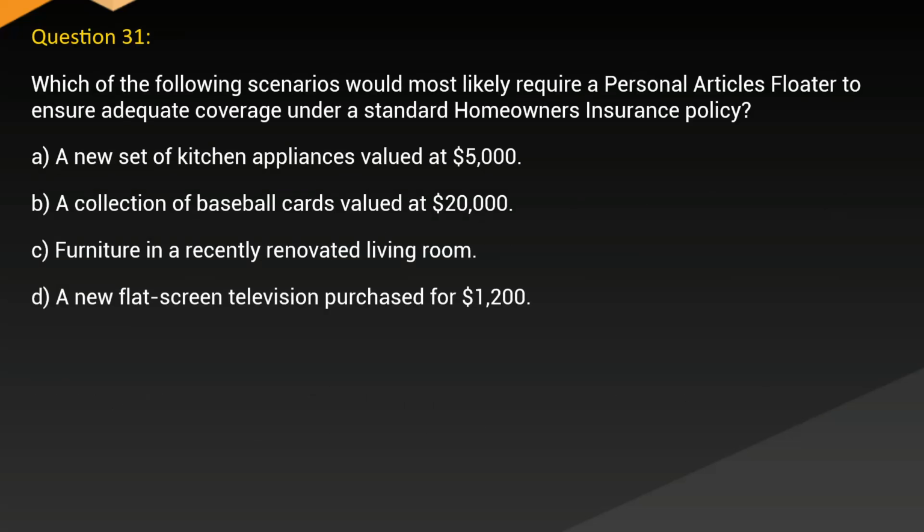Question 31. Which of the following scenarios would most likely require personal articles floater to ensure adequate coverage under a standard homeowner's insurance policy? A. A new set of kitchen appliances valued at $5,000. B. A collection of baseball cards valued at $20,000. C. Furniture in a recently renovated living room. D. A new flat screen television purchased for $1,200.